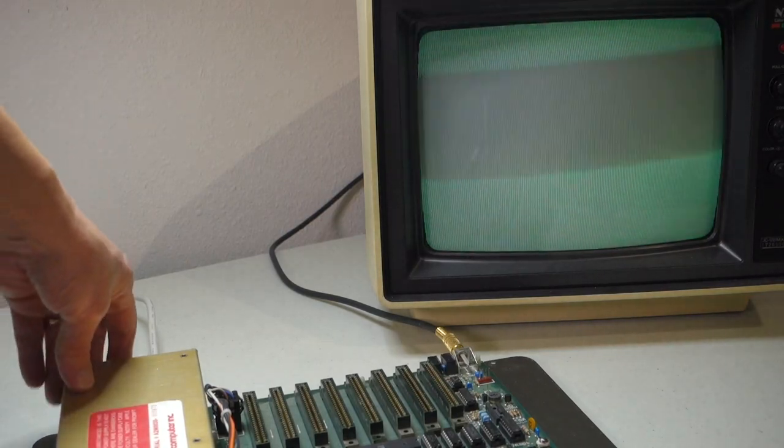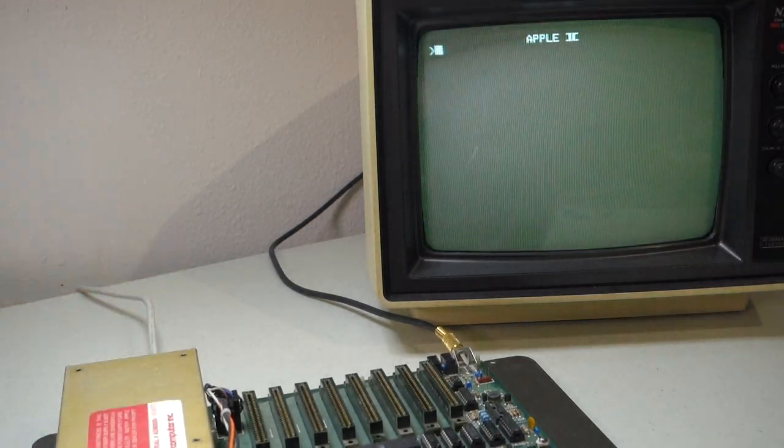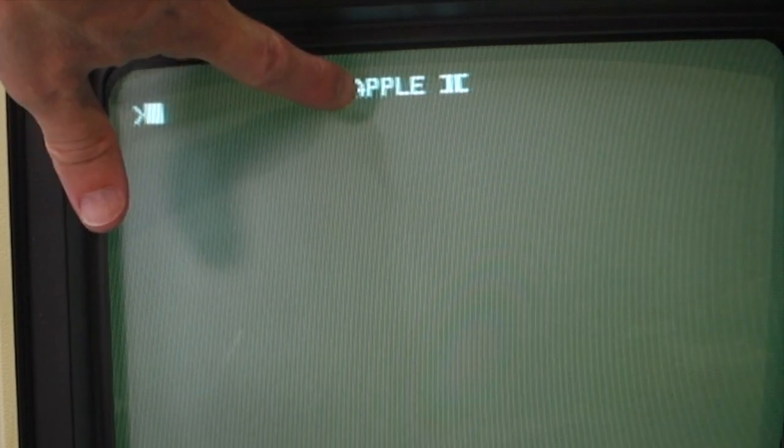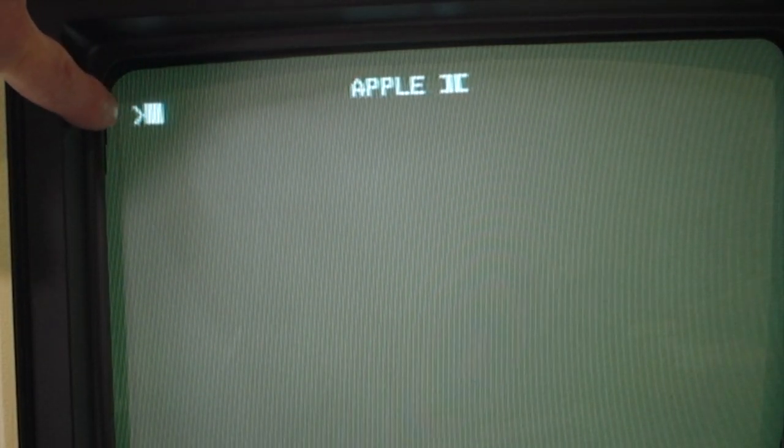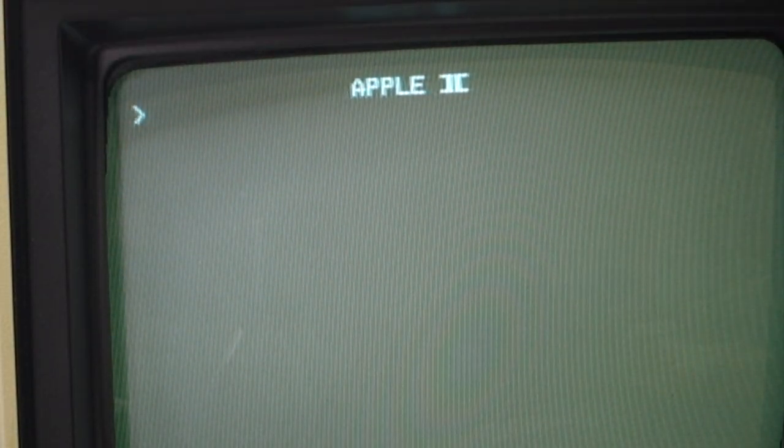All right, the moment of truth. All six chips have been swapped, and voila, everything works. So we see Apple II, it's not split in half, the cursor looks correct. So at least one of those chips is bad.